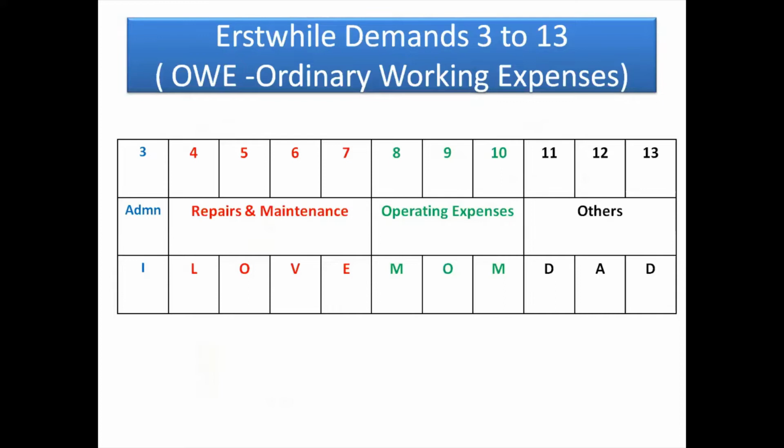And the third level is operating expenses. That is demand number 8, 9, 10. Now we check. See, in this second stage, the common prefix for all four demands is repairs and maintenance. And the starting name for 8, 9, 10 is operating expenses.